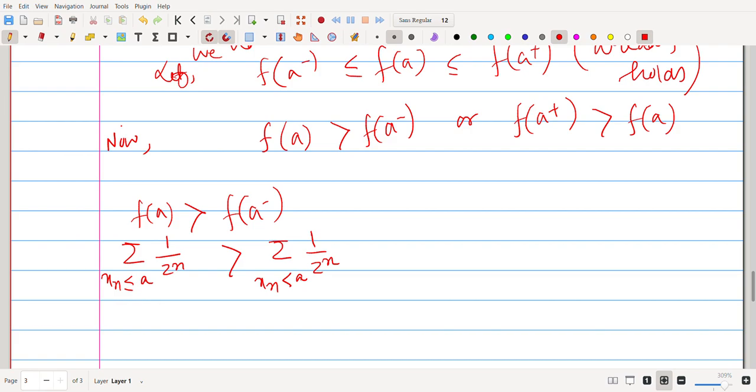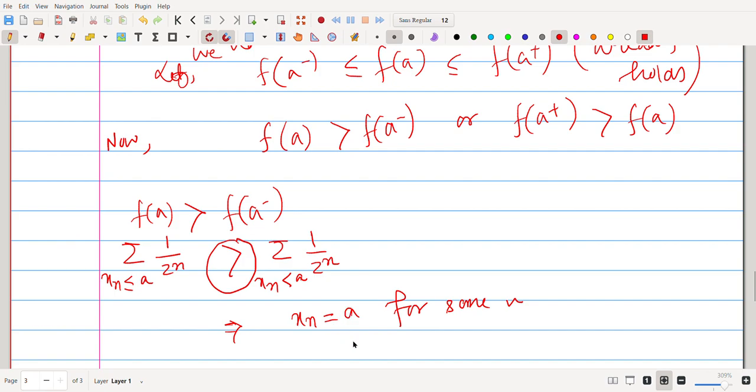So here the inequality is strict. From here you can conclude that xn equals a for some n, right? Because in this sum we are taking xn less than or equal to a, and in this sum we are taking xn strictly less than a. If this sum is strictly less than that sum, there must be some n such that xn equals a, so that there is some 1 by 2 power n which contributes in this sum but doesn't contribute in the other. That's why this sum becomes strictly greater than that sum, right? Which implies that xn equals a.